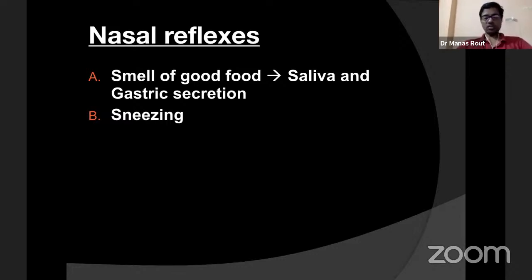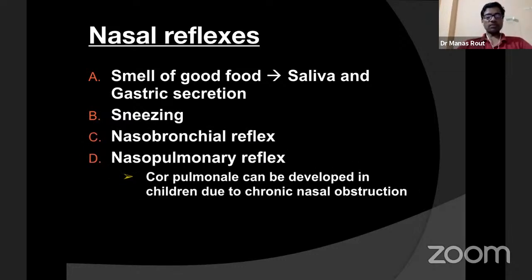Okay, this is one of the reflexes: the nasobronchial reflex and the nasopulmonary reflex. Already we have discussed what nasobronchial and nasopulmonary are; they are almost the same, but there is a little bit of difference. In the nasobronchial reflex, when the nasal cavity is not well ventilated, the bronchi are a little bit constricted. They stay constricted, so air will not go properly in and ventilate the alveoli. If air does not ventilate the alveoli properly, definitely the diffusion of oxygen will be less.